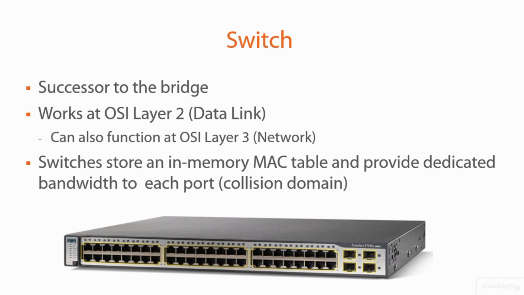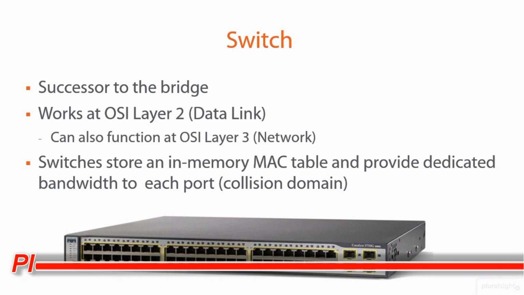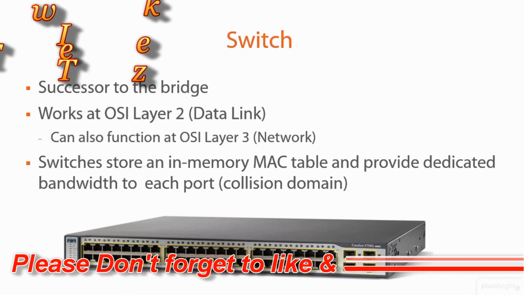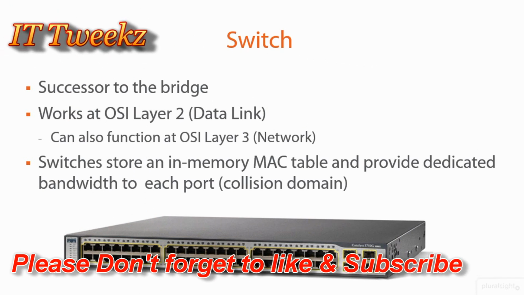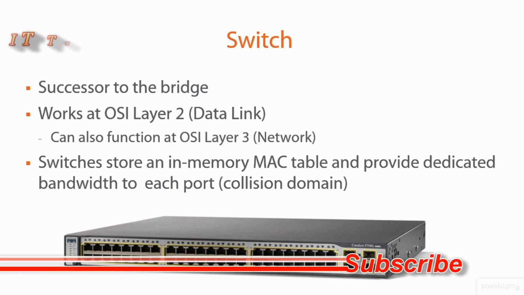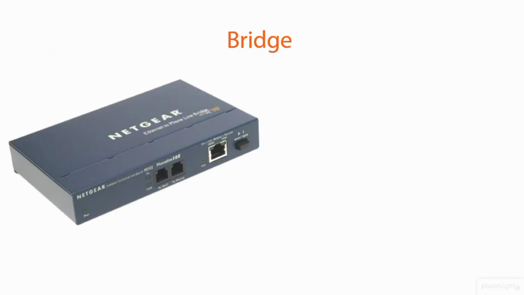So to sum up everything I've taught you about the switch, they use an in-memory MAC table and application-specific integrated circuits to provide dedicated bandwidth to every port. So on this switch, if those ports are 100 megabit per second ports, then every single switch port can provide a full 100 megabits per second to a connected device. Remember that a hub is going to provide that 100 megabits across all ports. Not very efficient. CompTIA does want us to know just a little bit more about the bridge.